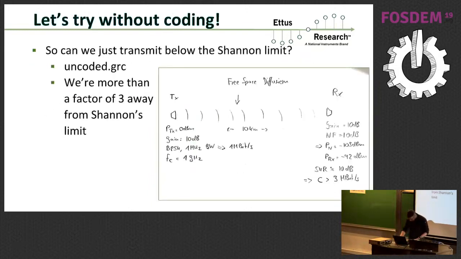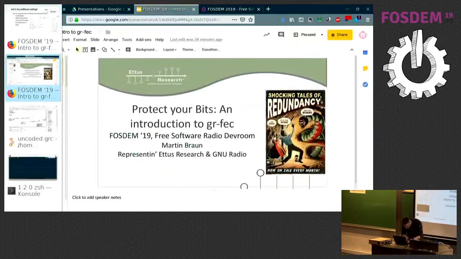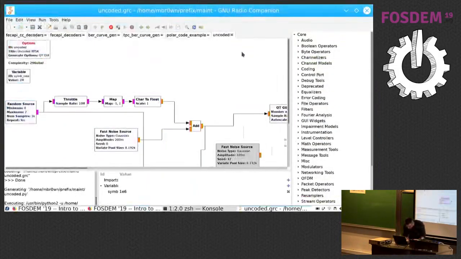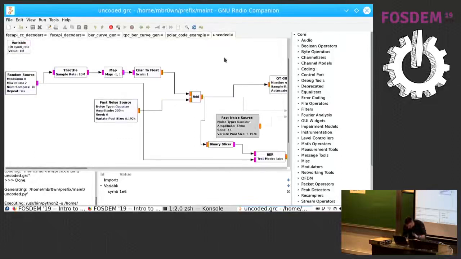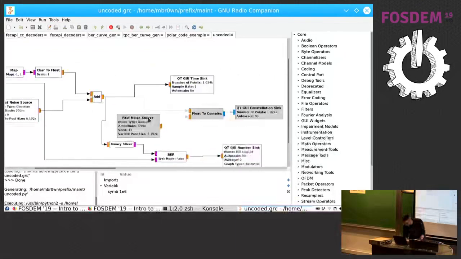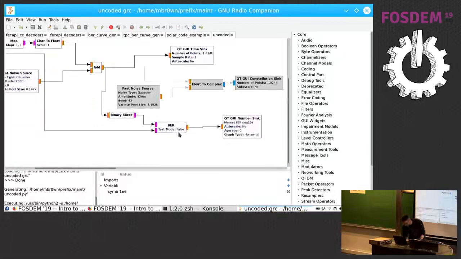So wait a minute. Oh yeah, uncoded.grc is here. So this is stripped of everything. This is super simplified. There's no synchronization here. There's not even a channel. Basically, I'm just creating BPSK symbols, and I do that because I can equate SNR and Eb/N0, and add some noise, and then I turn them back to bits, and then I measure the bit error rate.